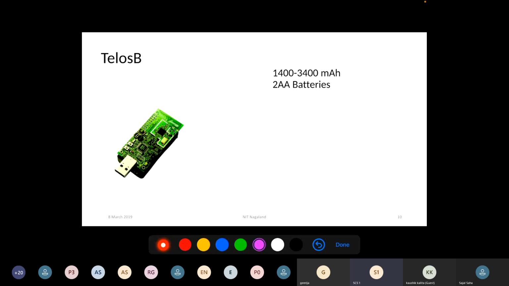Another type is TelosB. This is also 400 to 3400 milliampere. So whatever sensor nodes you are talking about, first check what its battery power is, and whether there is a capability to harness power or generate new power. It is also based on two alkaline batteries, two pencil batteries. This one is a solar powered battery cell, and you can see there is a solar panel and also one microcontroller, and the microcontroller is connected with the sensor node.